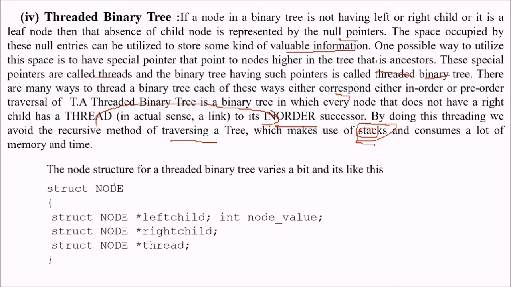In this, the node structure of a threaded binary tree varies a bit, and it would be something like this. A node in the form of a structure: you have a left child, and in this you have a node value also. Then you have a right child, and then you have a thread, struct node thread.